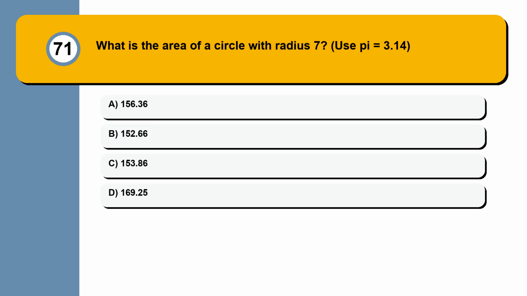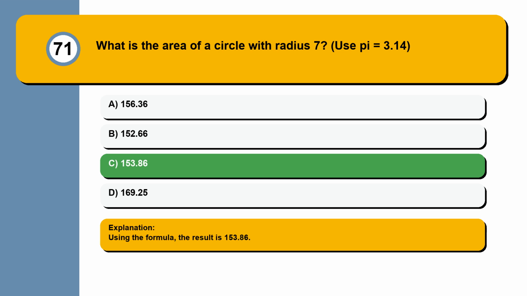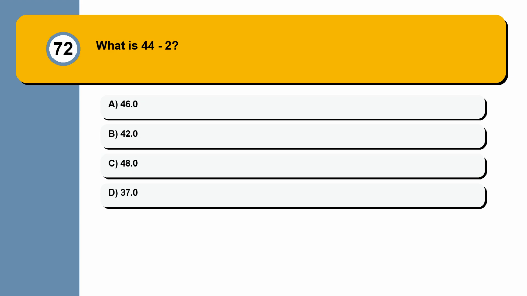Question 71. What is the area of a circle with radius 7? Use pi equals 3.14. 156.36, 152.66, 153.86, 169.25. Using the formula, the result is 153.86. Question 72. What is 44 to 2?